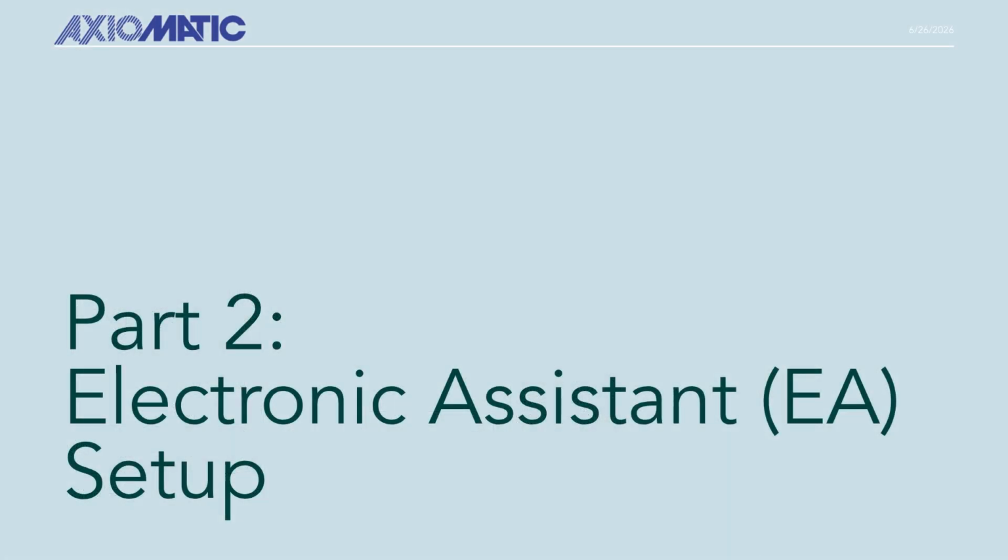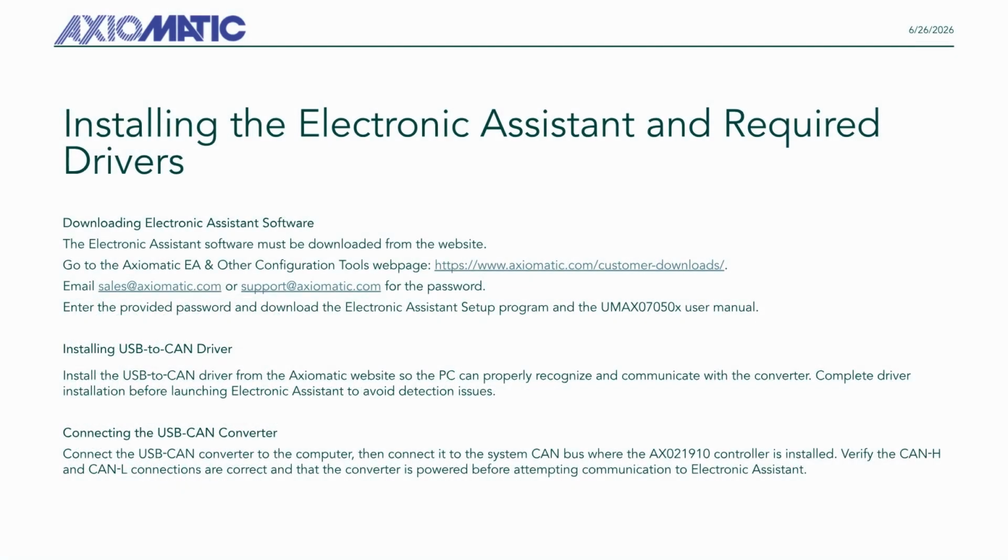Next, we explore Part 2, Electronic Assistant Setup. This includes installing the software, setting up drivers, and configuring your system for stable CAN communication. Download the Electronic Assistant from our website, and be sure to install the USB to CAN drivers before connecting your hardware. Proper driver installation is vital for the PC to communicate with your controller.